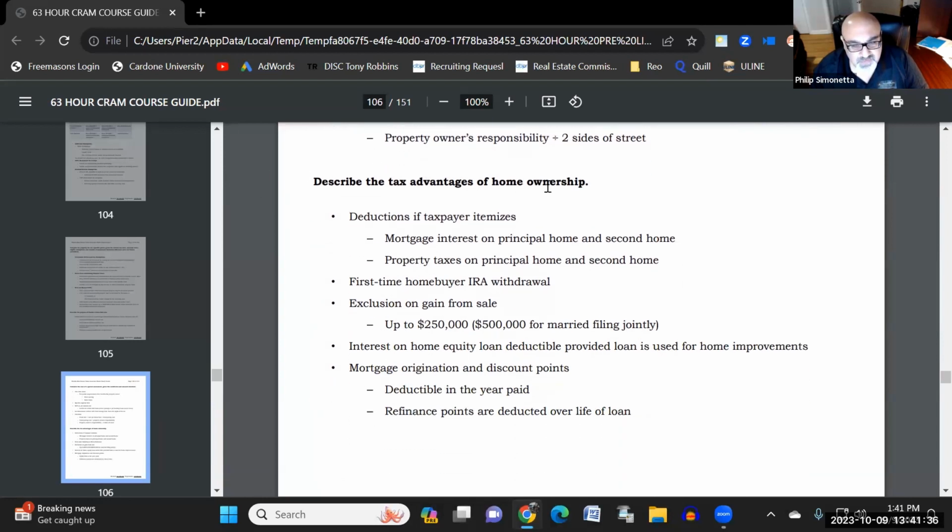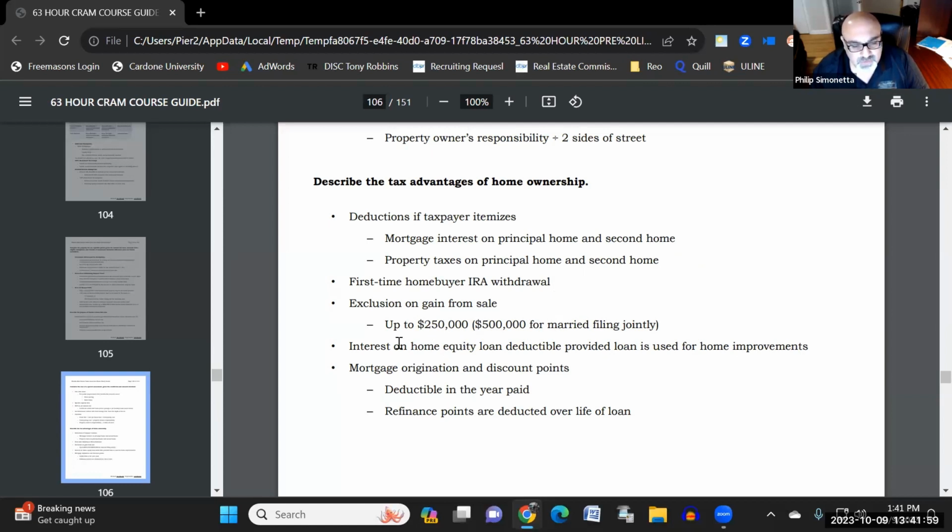Describe the tax advantage of home ownership. Deductions if the taxpayer itemizes. So you can take your mortgage interest on your principal home and second home, and property taxes on your principal home and second home, they're tax deductible. A first-time home buyer has an option to withdraw money from an IRA without penalty.